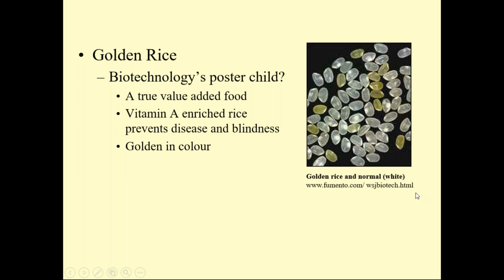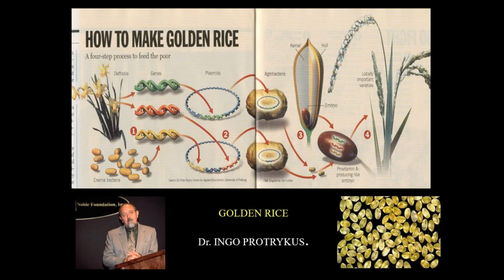So how was this done? This came on the cover of Time magazine, and Dr. Ingo Potrykus is the father of the golden rice. If you look at the biochemistry of the rice, it does not have any of the enzymes required for beta carotene synthesis. Therefore, you needed to put enzymes from other sources to synthesize beta carotene in the rice.